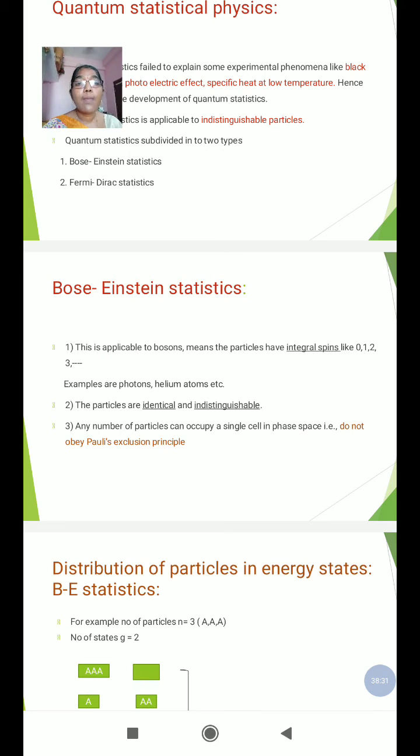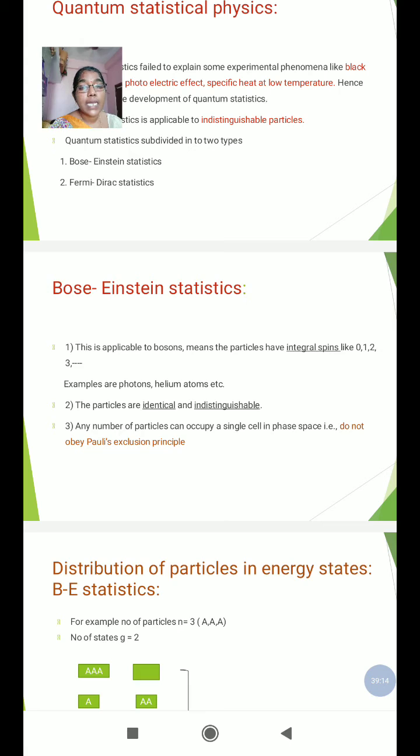What are bosons? Bosons are the particles which have integral spins, like 0, 1, 2, 3 and so on. Bosons are all quantum particles, identical and indistinguishable particles. Examples of bosons are photons and helium atoms. Photon is nothing but a light particle, and helium atom is nothing but an alpha particle. So bosons have integral spins like 0, 1, 2, 3 and so on. So Bose-Einstein statistics is applicable for only bosons.